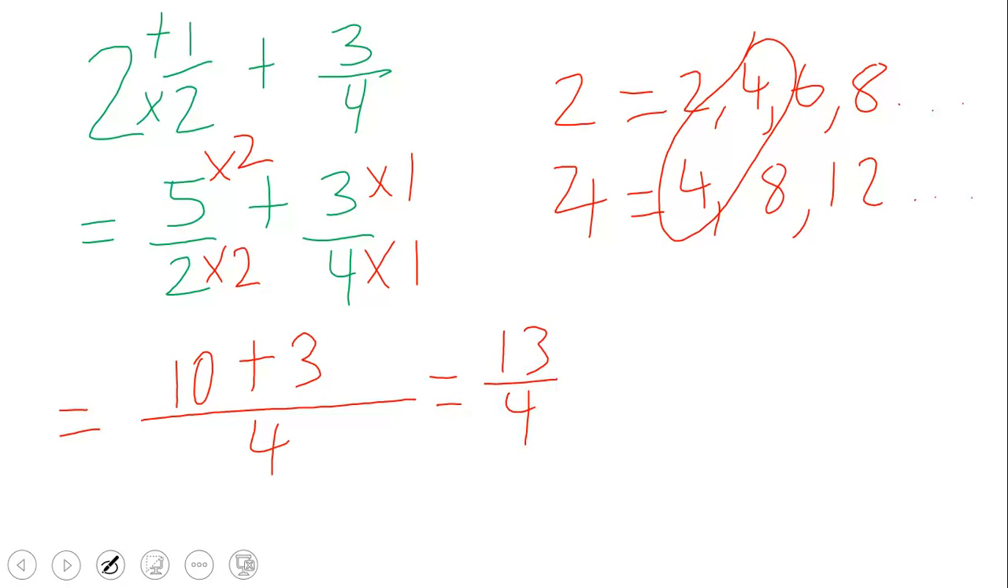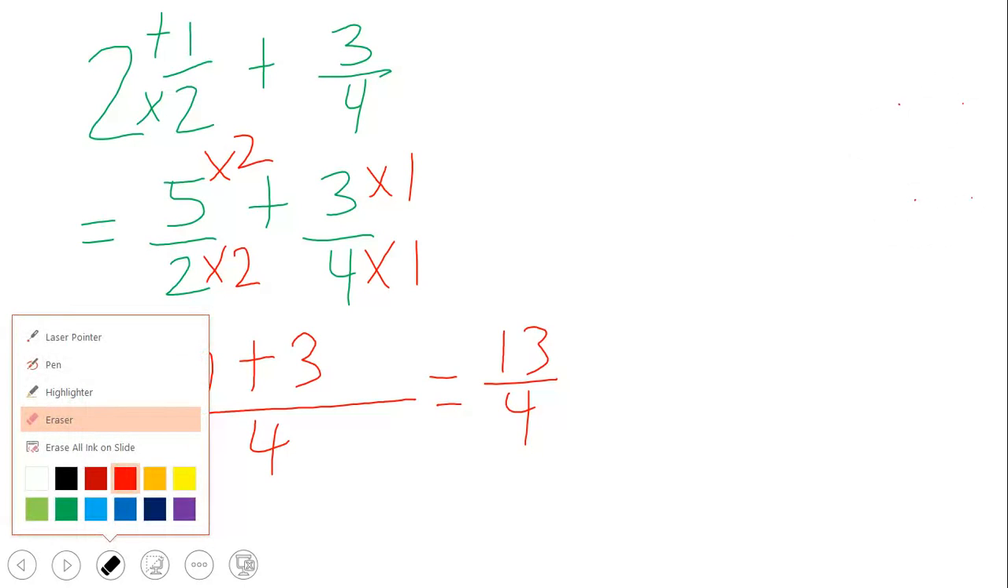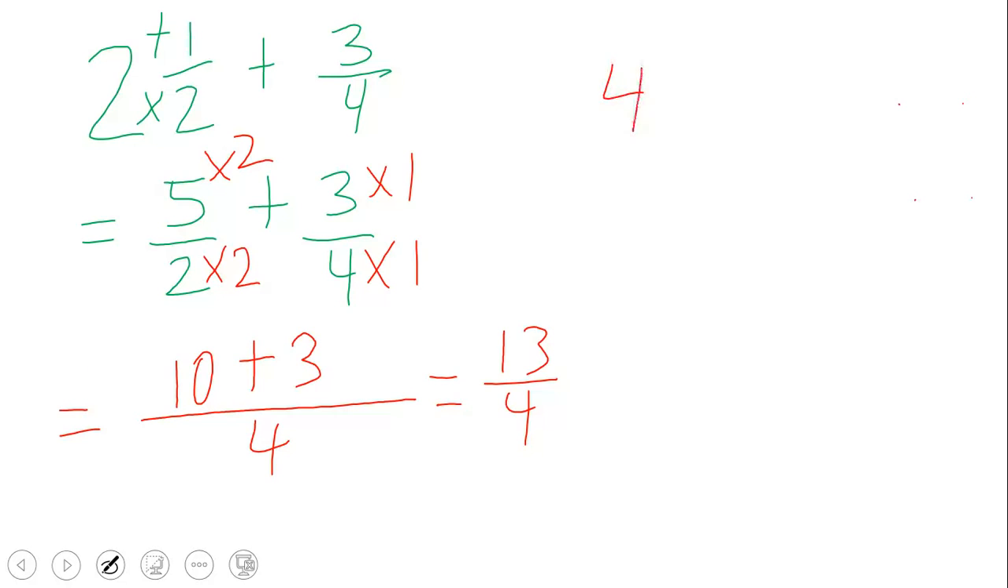Okay, so let us convert 13 over 4 into a mixed number. So let me erase. What is 13 over 4 written as a mixed number? I'm going to divide 13 by 4. 4 is the divisor. So we have 13. 4 times 2.